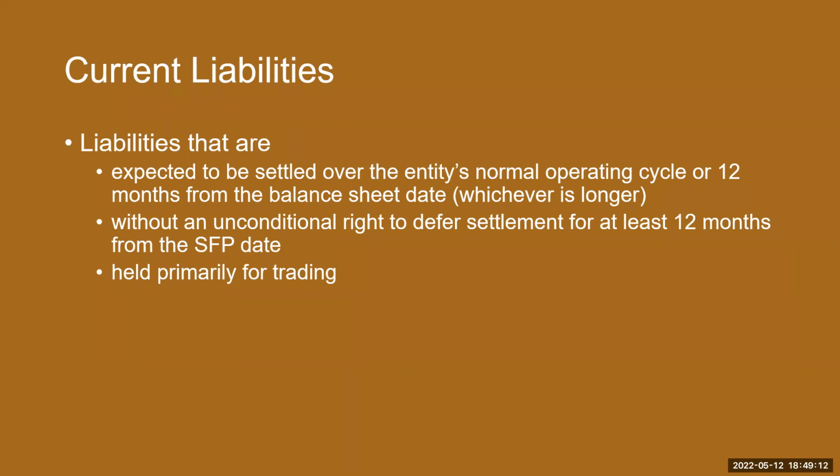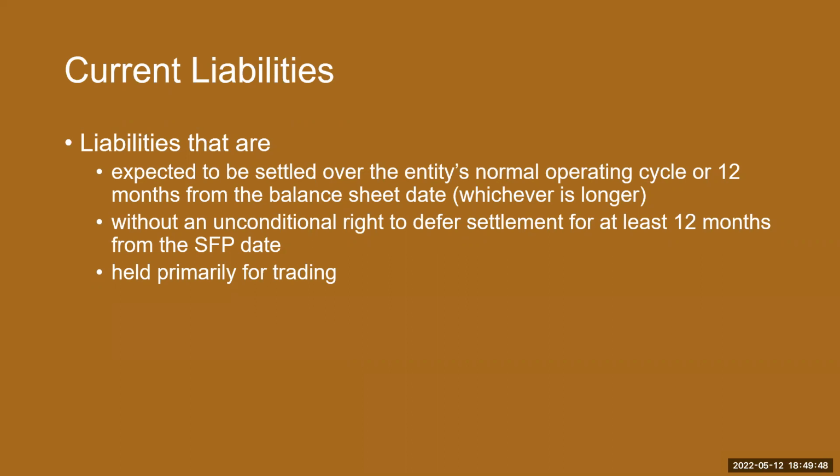There should be no unconditional right to defer settlement for at least 12 months from the SFP date. Now that's important: the company should not be able to delay settling the liability on its own. Sometimes, that could be the situation, that the company has the unconditional right. I mean, there are no other conditions that need to be satisfied. The company can choose to delay having to pay. Well, then it would not be a current liability.